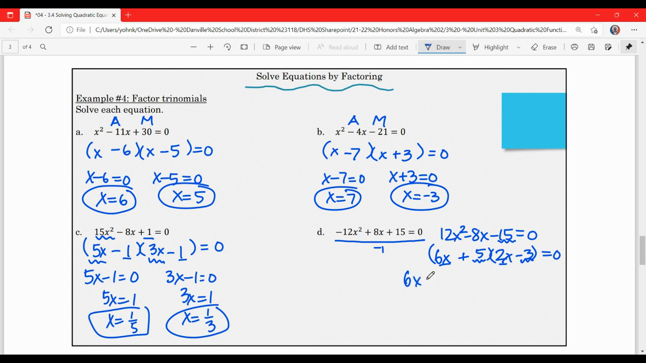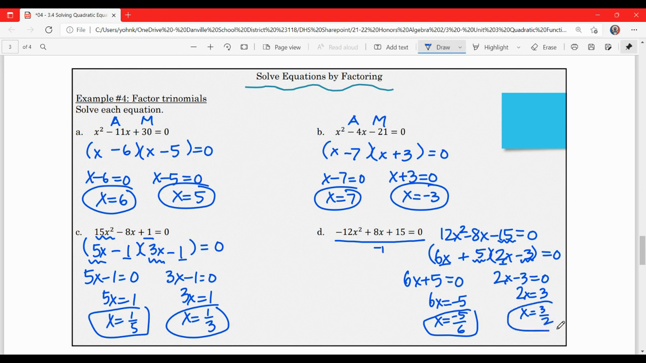Okay, so now set each of them equal to 0. The equation on the left, you can subtract 5, get 6x equals negative 5. You could divide by 6 and you get x equals negative 5/6. The equation on the right, you can add 3, so 2x equals 3. Divide by 2, you get x equals 3/2. Again, remember where you started. You started with a quadratic and you ended up with the roots. The very first equation that we did in the beginning, we started with the roots and asked you to find the equation.